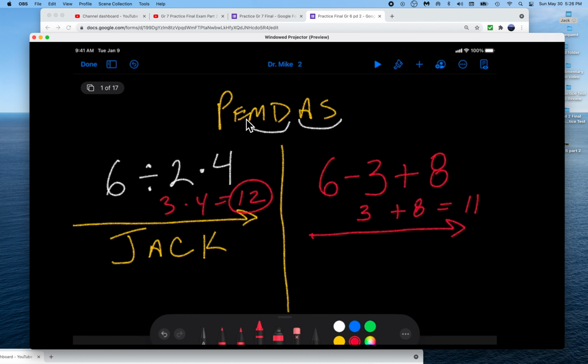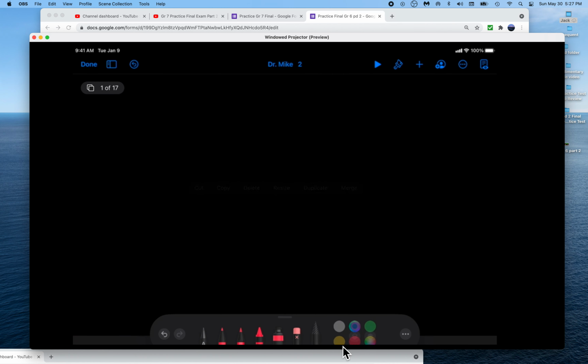So PEMDAS is a little bit confusing when you're talking about multiplication and division and addition and subtraction. To review, they have the same priority, they have the same weight. And when you have them together, you take whatever comes first and do it that way. Okay, that's enough of that. Hopefully it'll become clear during the examples.